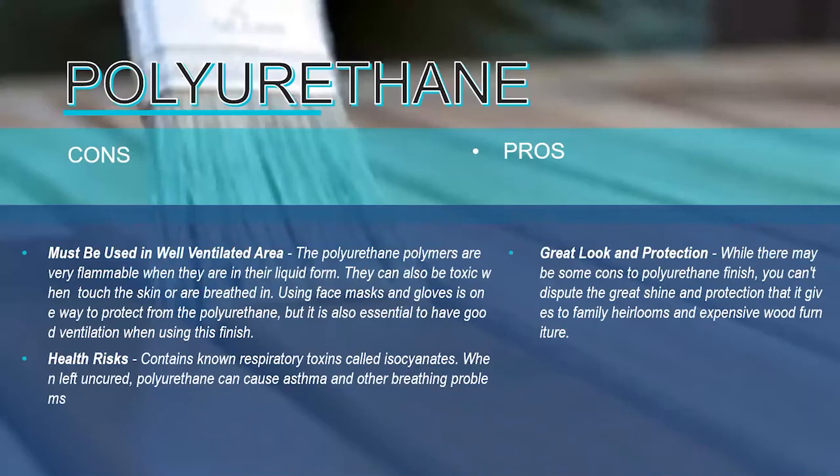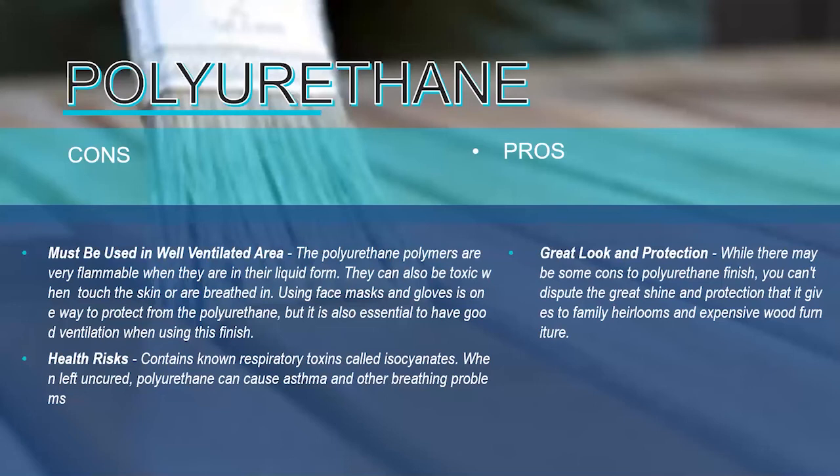For polyurethane, we must use it in a well-ventilated area. This is because this polymer is very flammable, especially when it is in its liquid form. So when we have direct contact with this polymer or we breathe it in, it could be toxic. So we need to use a face mask and gloves to protect ourselves, and it is also important to have good ventilation.